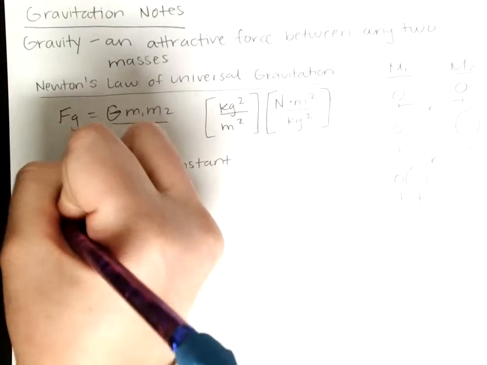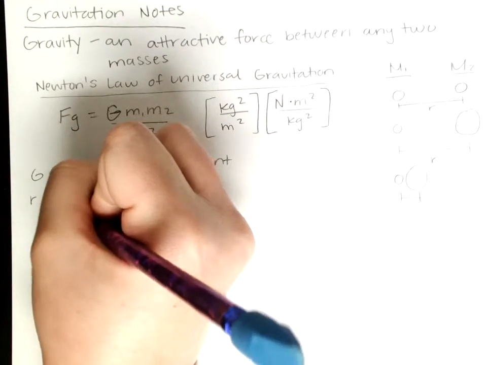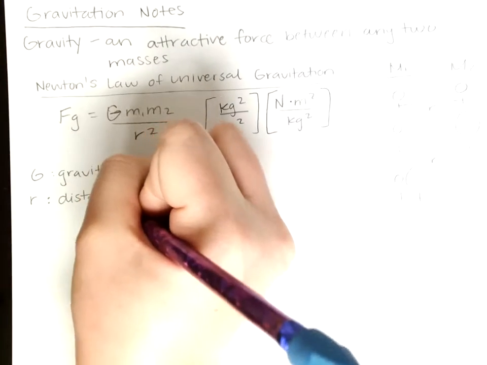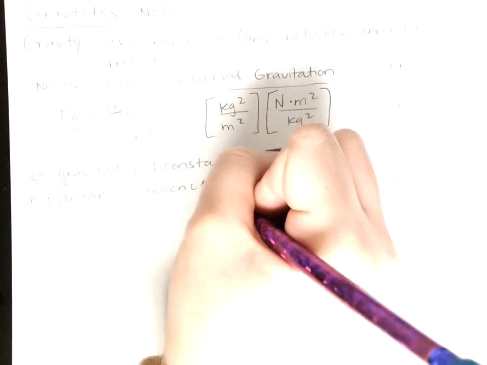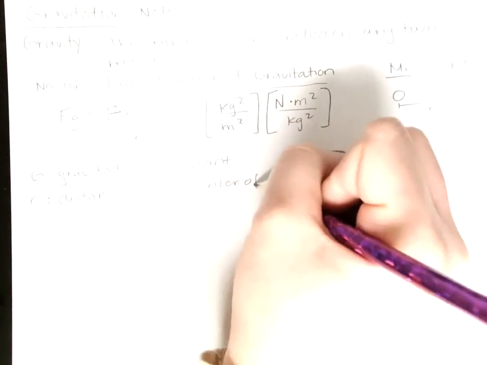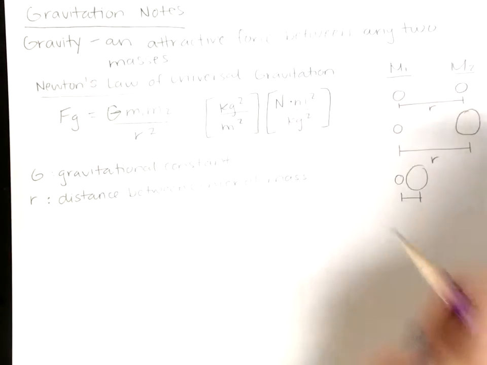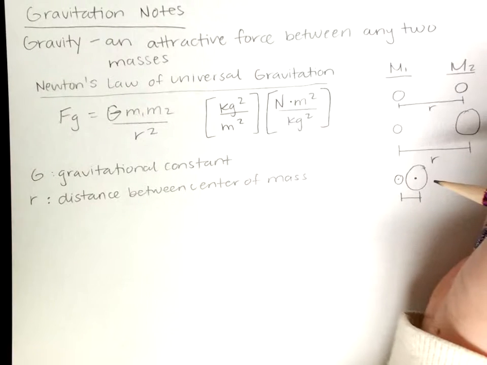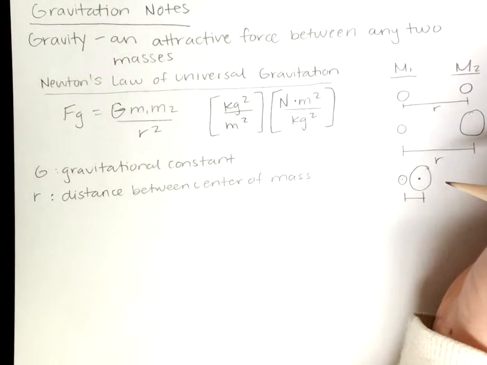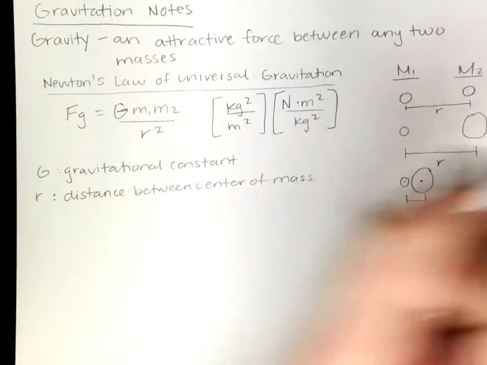Okay, so let's write down what r is. It is the distance between the centers of mass. The center of mass is the location where if you put something on a balance, it would balance out. So in regards to our spheres, the center of their mass is pretty simple. It's the center of the object. Okay, it gets a little more complex when we talk about different objects.